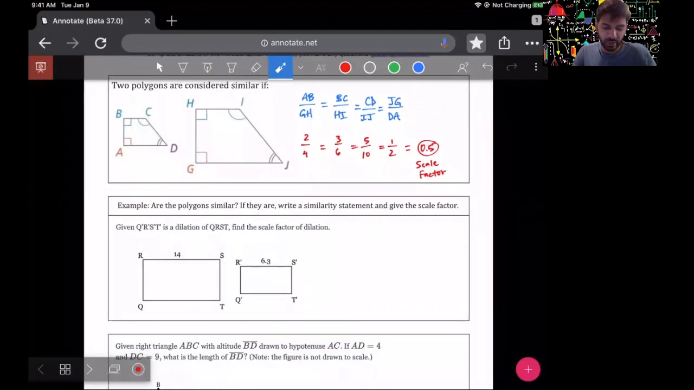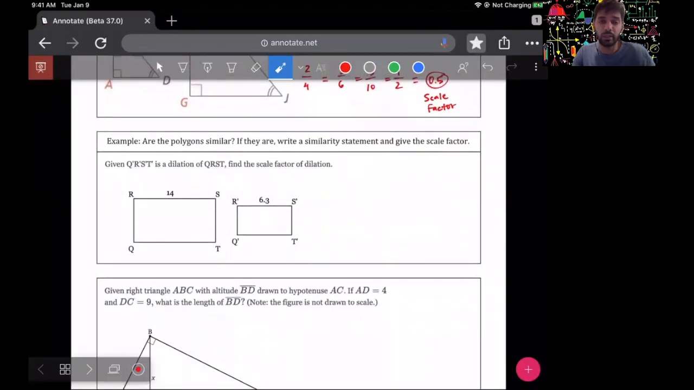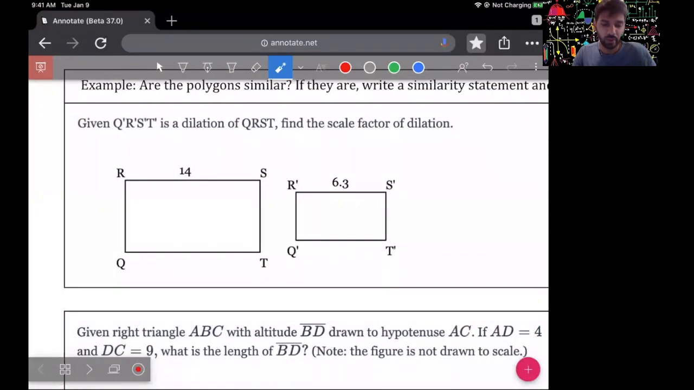So let's look at a few examples here that'll be similar to your assignment that you'll see after this video. So we have Q'R'S'T' with these little marks, these apostrophes next to them. Those indicate the smaller shape over here. And then we have that it is a dilation. Now a dilation means you're making an object larger or smaller, enlarging it or shrinking it. And then QRST is this regular shape right here with just Q, R, S and T, no apostrophes.